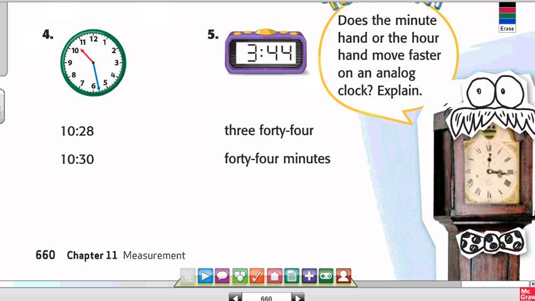Number 4, the hour hand is between the 10 and the 11. So if it's between the 10 and the 11, it's going to be 10. And then is the minute hand right at the 6? No, it's not right at the 6. It's 2 spaces before that, right? So is it 10:30 or 10:28? 10:28. If it was 10:30, the minute hand would be pointing directly at the 6. So it's 10:28.